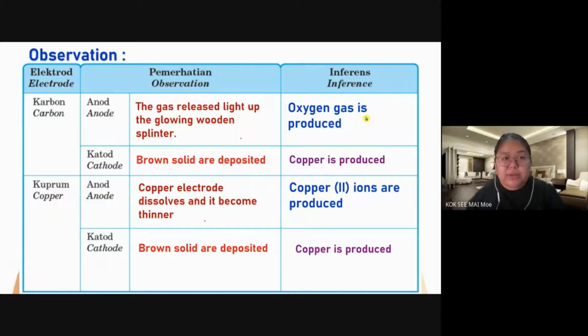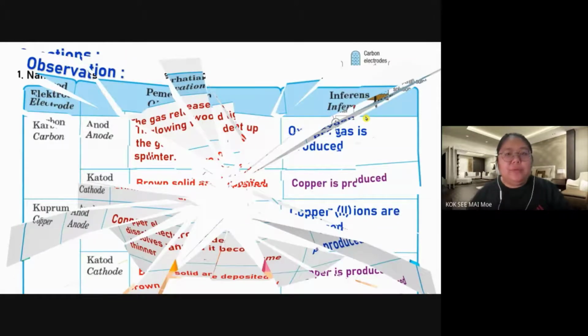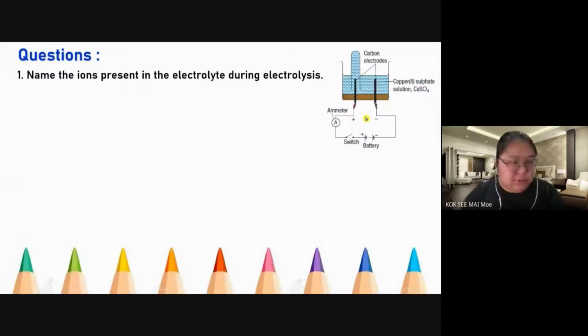Okay, so this is the observation. You need to write these observations. After the observation, you need to answer the questions. These questions are from your textbook. Name the ions present in the electrolyte during the electrolysis. Here it is copper 2 sulfate, so you need to mention the four ions that will be created in this electrolyte.